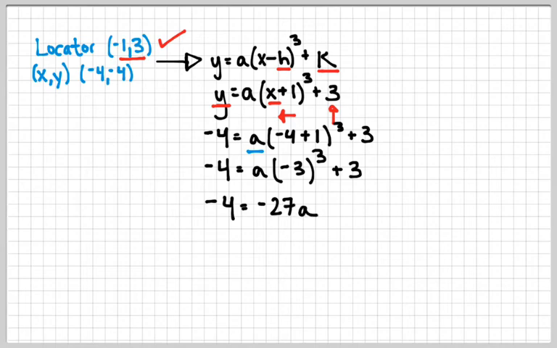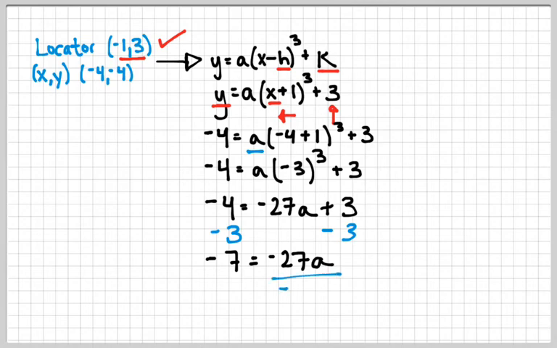Make sure when you cube the -3, it stays negative, plus 3. And now we can subtract 3 from both sides. And then the final move is to get that a all by itself, divide by -27. So the final answer, at least for the a, is -7 over 27.